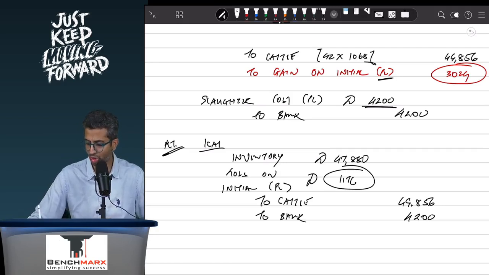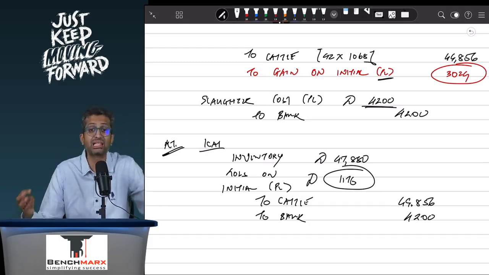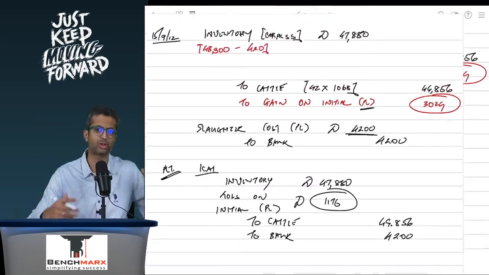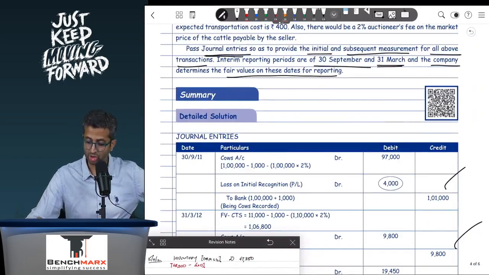If you want to solve it by giving two different effects, in my opinion that is a better presentation, that would also work. But otherwise, if you pass it as a single combined entry, that is also very well acceptable, where you show the loss on initial recognition coming at 1176. This is what the institute has done. So we are trying to explain the alternative treatments as well as what the institute has done. So now we are almost at the fag end of the question.